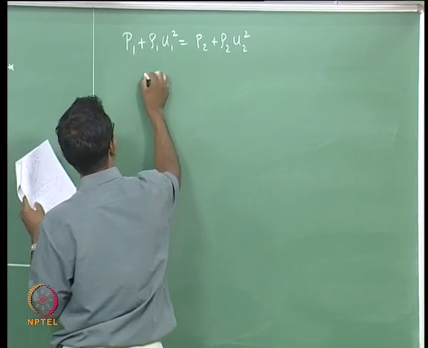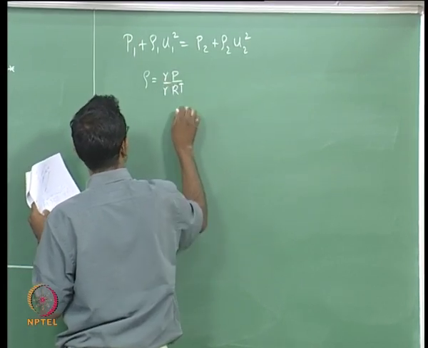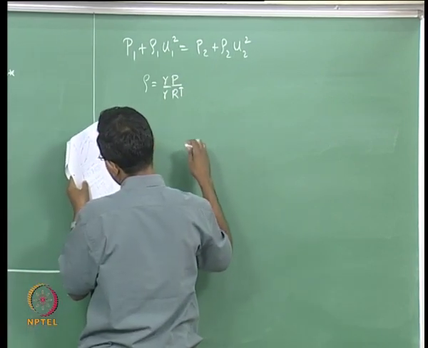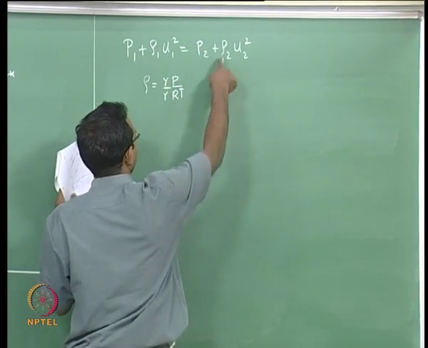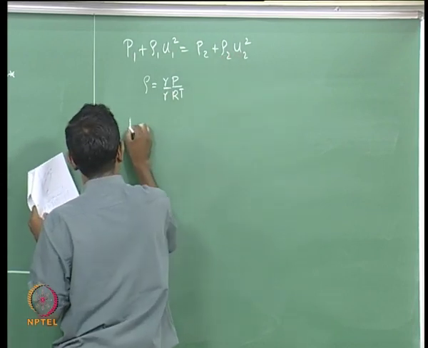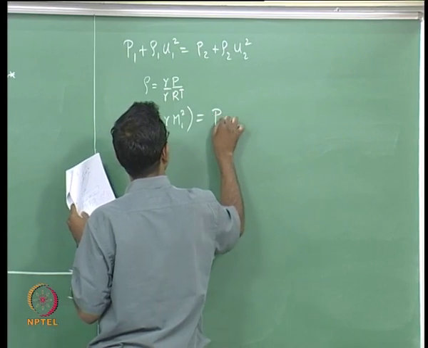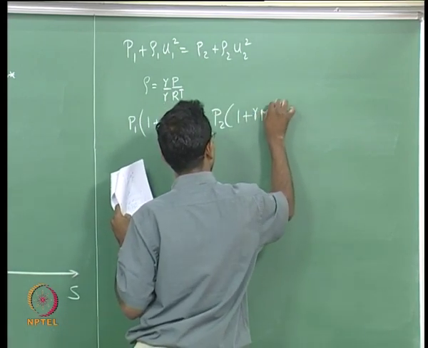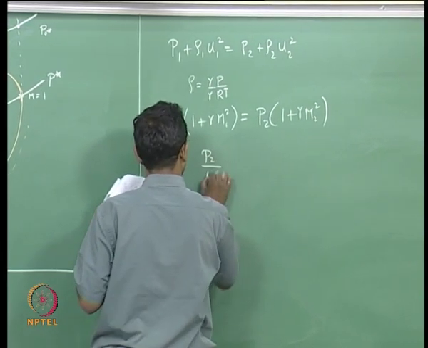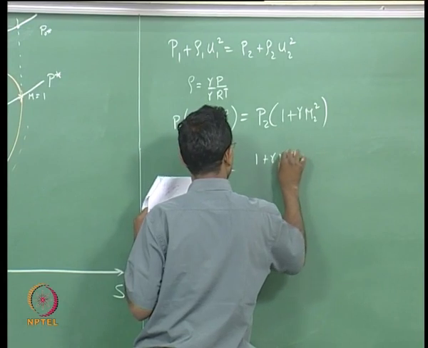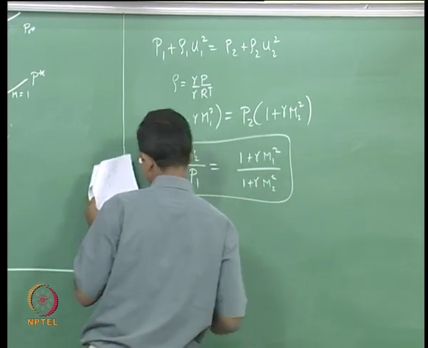Now, of course, you know that I can rewrite things like rho equal to p by RT, multiply and divide by gamma, and now I can rearrange this such that I can get gamma M square in here. If I put u square along with it, I will get gamma M square also. We will keep it like this. Now, from here you can rearrange, substituting this rho in there, and you will get that expression to be p1 multiplied by 1 plus gamma M1 square equal to p2 multiplied by 1 plus gamma M2 square. This is not new, by the way, this is the same expression you got for normal shocks. p2 by p1 is 1 plus gamma M1 square divided by 1 plus gamma M2 square. This is one relation you have.